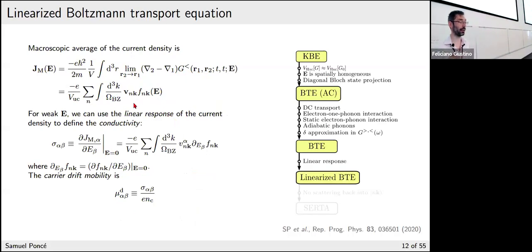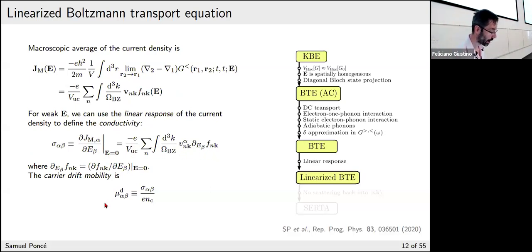Okay, and then if we consider the linear response, so we are in the weak electric field regime, in that case, we can define the conductivity, and this is by definition defined as the change of your current density with respect to field evaluated at 0 field. And so for this, I'm also introducing this notation just to make it a bit more compact. But so what you're interested in is the velocity times the change of my occupation function due to an external electric field.